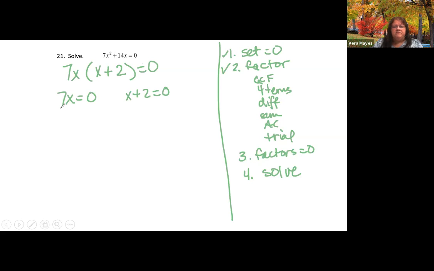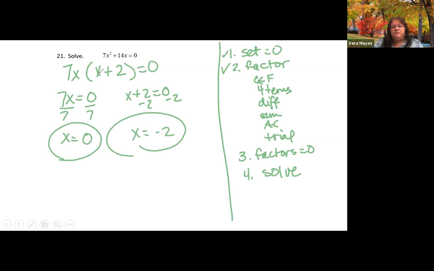Step 4 says solve. So I just do whatever it takes to solve each of these. 0 divided by 7 is a 0. Bring the 2 over. And there's my 2 answers. It was an x squared, so I was assuming I could find 2 answers. If it were an x cubed, I'd be assuming I could find 3 answers potentially.